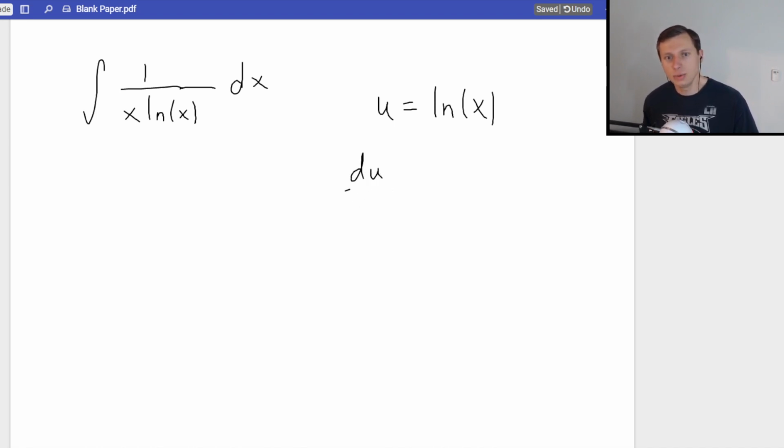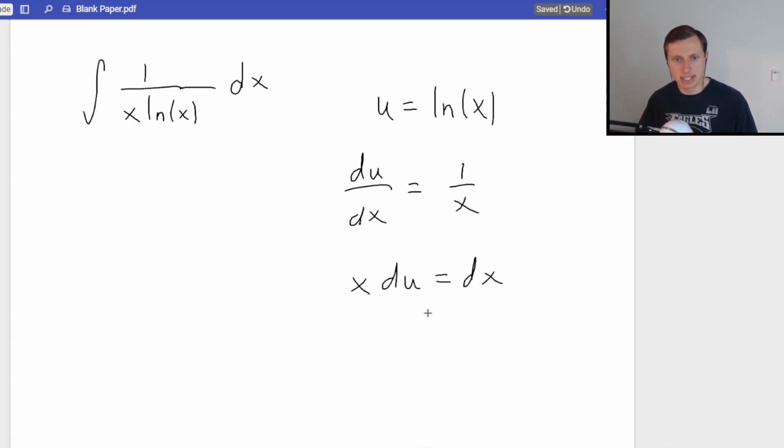So then du dx, the derivative of natural log of x, is 1 over x. Now I need to solve for dx. There's a couple ways I can do it. I'm going to do it the hard way. The easy way is just cross multiply. x du equals dx times 1. This is easy because then you get dx right away.